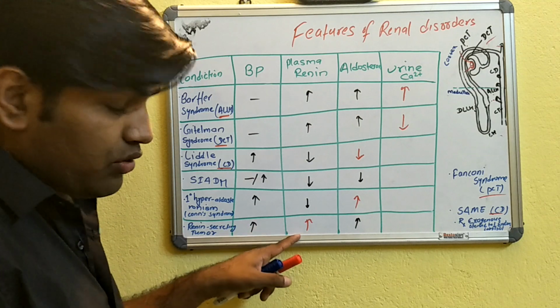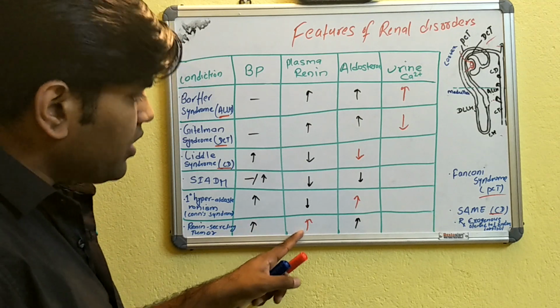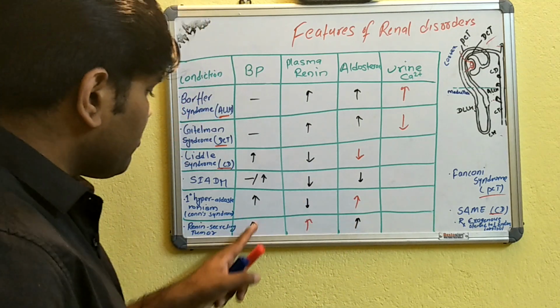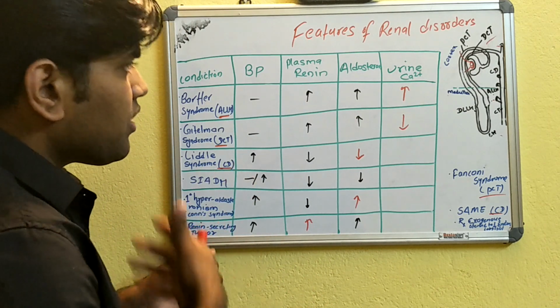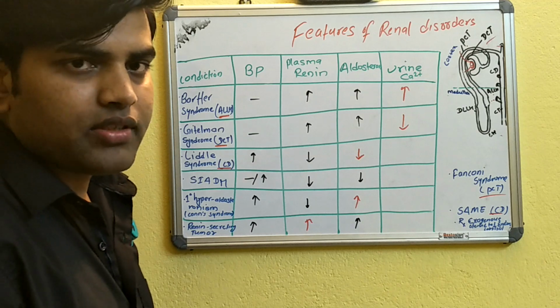Renin tumor, renin will be increased. Primary is renin. After renin, aldosterone is increased. Aldosterone increased, BP is also increasing. By this way, we can explain this term, and we may have a question related to this in USMLE.